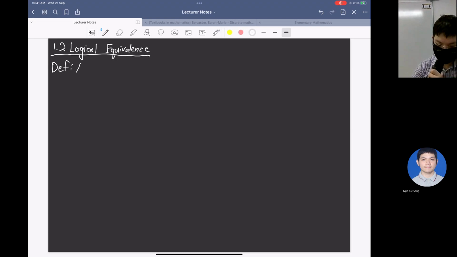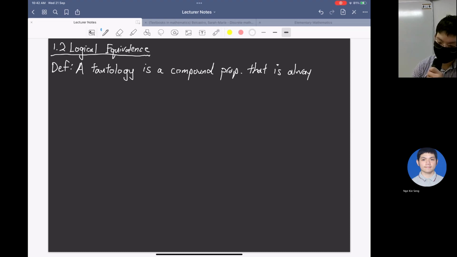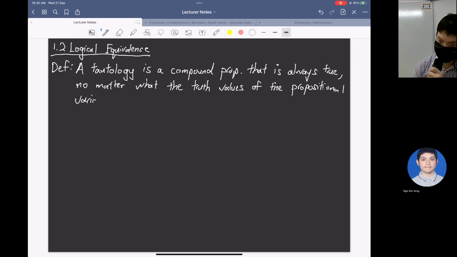Okay, next. Next, we will introduce a proposition which is called the tautology. Again, what's a tautology? A tautology is, first of all, a compound proposition that is always true. No matter what the variables are, true.